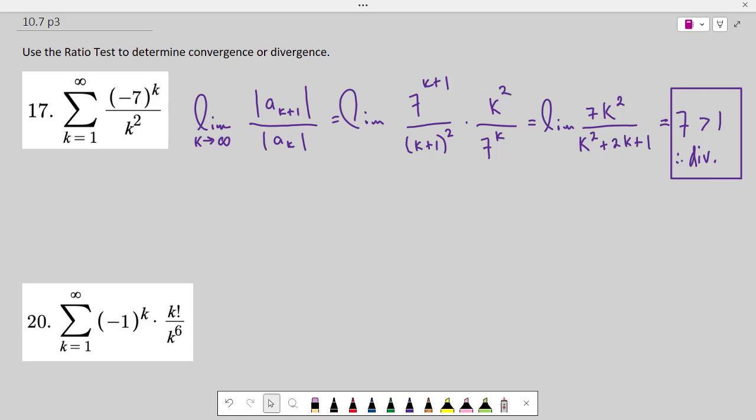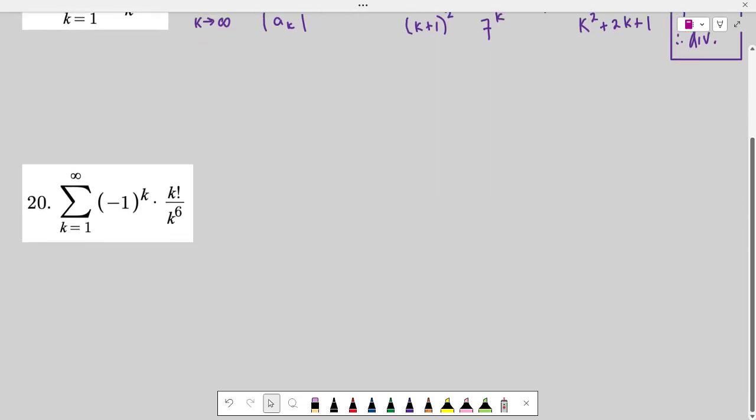Okay, all right, let's try this one. And anytime we see that factorial, that is a real strong indication that the ratio test is going to be the way to go. Even though on the test I'll tell you, just to try to keep you from falling into a rabbit hole.